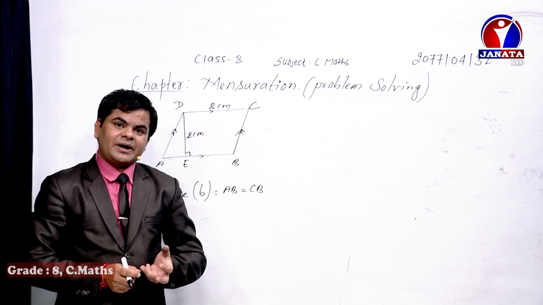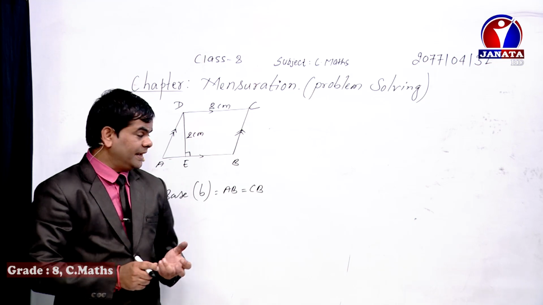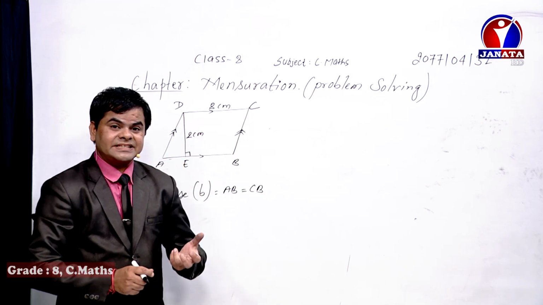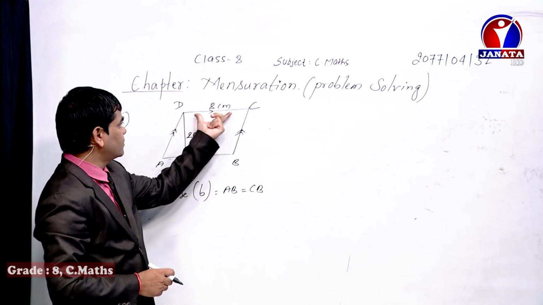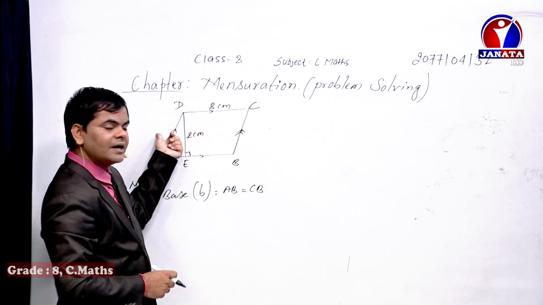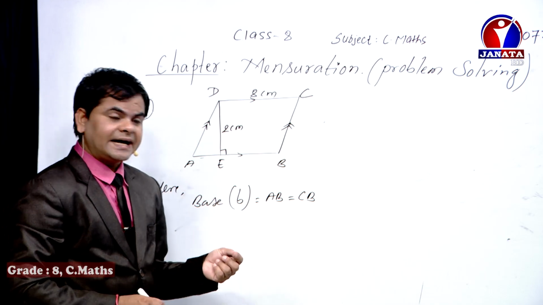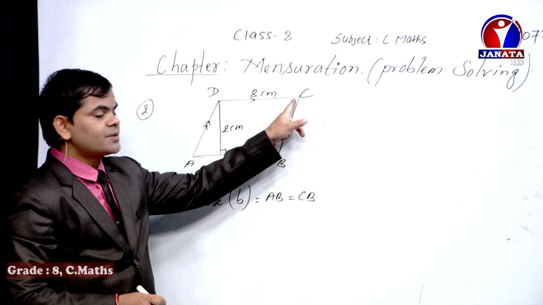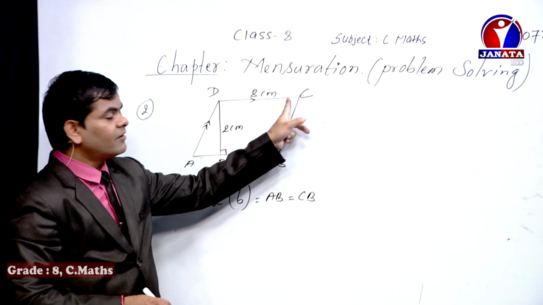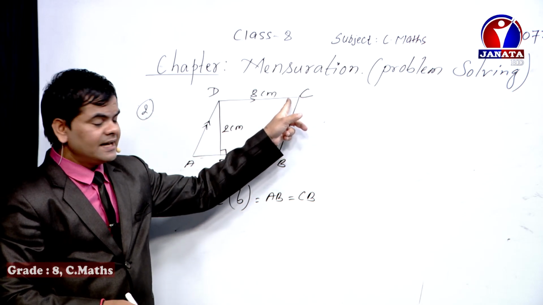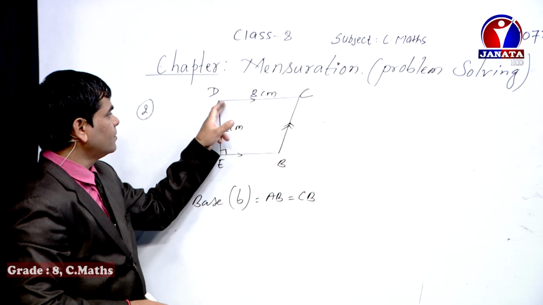And then, when it is a parallelogram, what characteristics will there be? One is opposite sides are equal. That means AB equals CD and BC equals AD. Moreover, angle A equals angle C. If angle A is 60 degrees, then angle C also becomes 60 degrees. And similarly, angle B equals angle D.